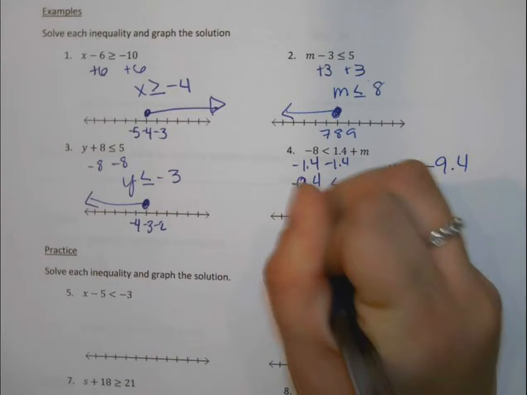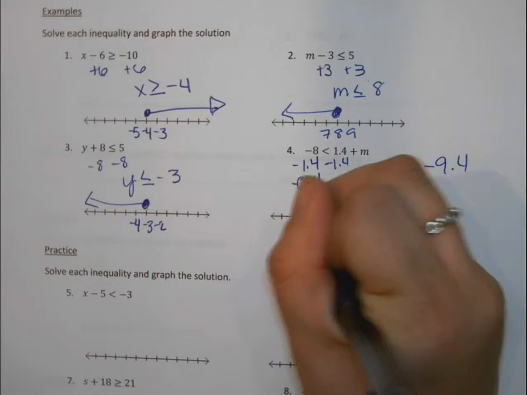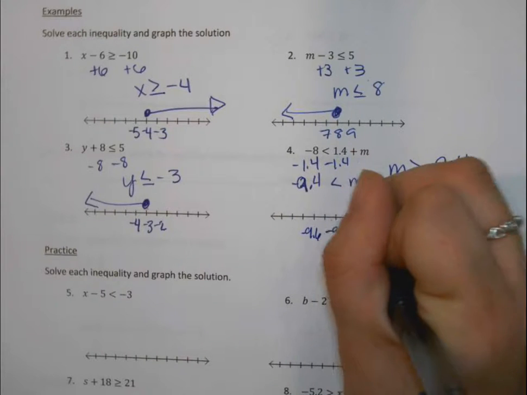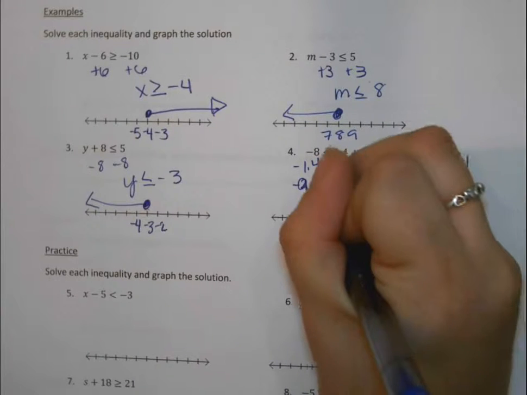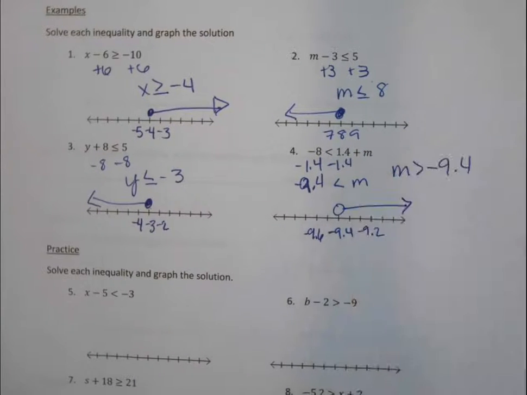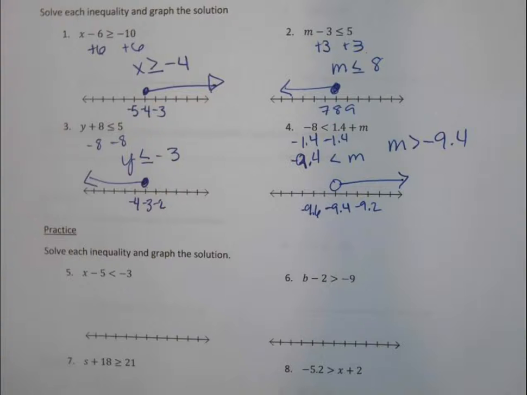On this one, my number line doesn't need to be as exact. I'm going to skip every other one since I have decimals. And I'm going to put an open circle. And this one goes to the right because I had to flip it around.